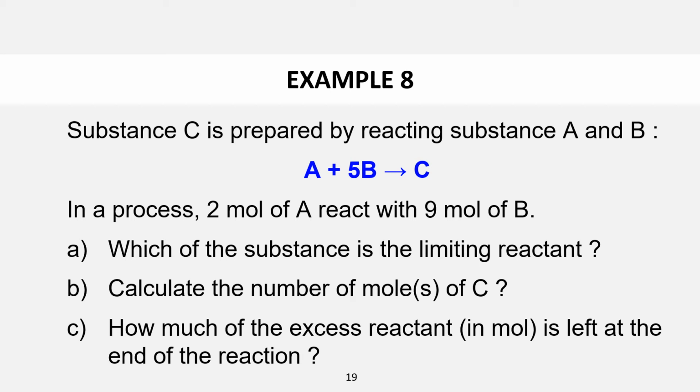Let's discuss another example. Substance C is prepared by reacting substance A and B. In the process, 2 moles of A react with 9 moles of B. Now, we need to answer all these three questions. A. Which of the substances is the limiting reactant? B. Calculate the number of moles of C. And C. How much of the excess reactant is left at the end of the reaction? Let's answer these questions.